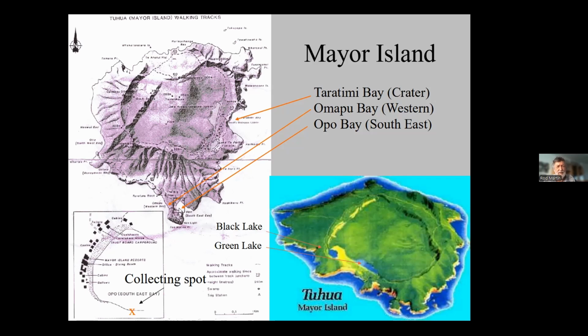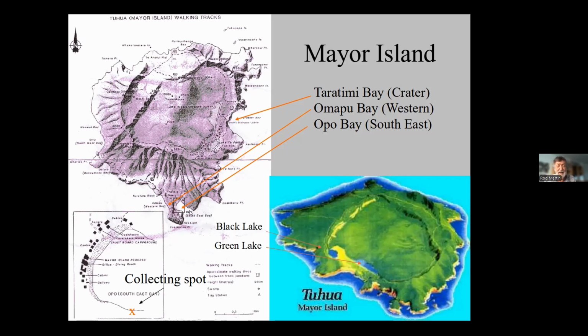The predominant place here is this little bay here, which is called Opo Bay. It's also called Southeast Bay and can also be called Home Bay. The reason it was called Home Bay is that this area was very famous, well, still is very famous, for deep sea game fishing.